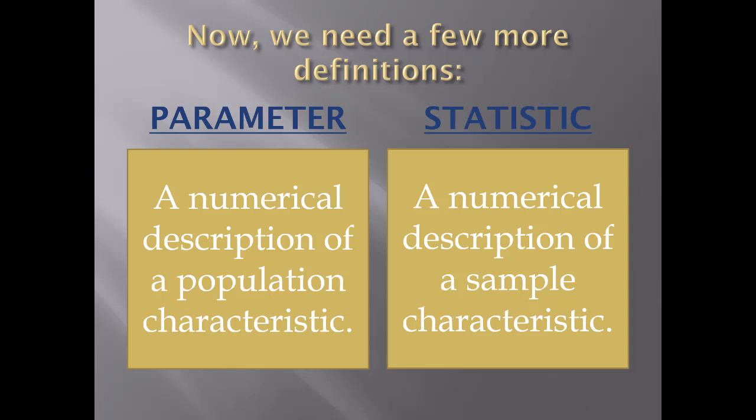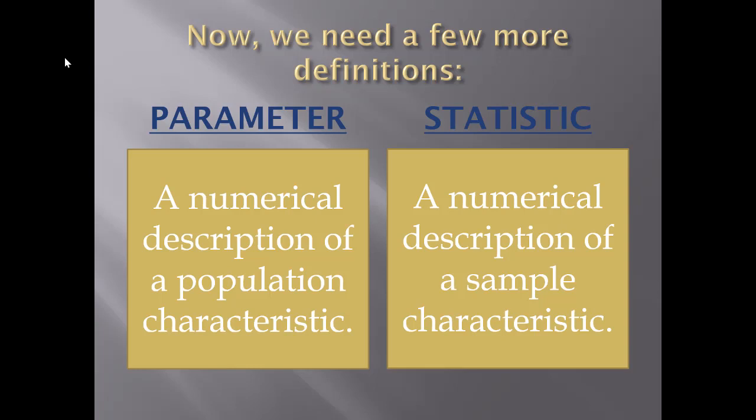So how do we keep them straight? And it's letter association. Parameters, the word parameter starts with a P. Population starts with a P. Statistic starts with an S. Sample starts with an S. So P with P and S with S. Parameters describe populations. Statistics describe samples. So it's pretty easy to keep straight just by using the letters and the words.